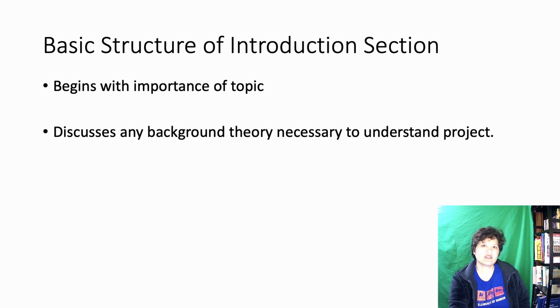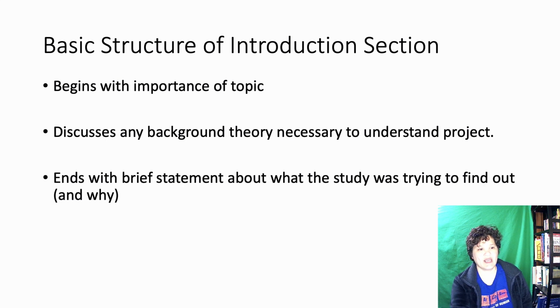From there, you get into the part that most people think of as the literature search part, where you're going through a lot of what's been done in the past. Essentially, what you're trying to do here is give the reader all the background theory they need to understand the third part of your introduction section. And the third part is a brief statement about what it was you were trying to find out when you did the study, and why you were trying to do it.